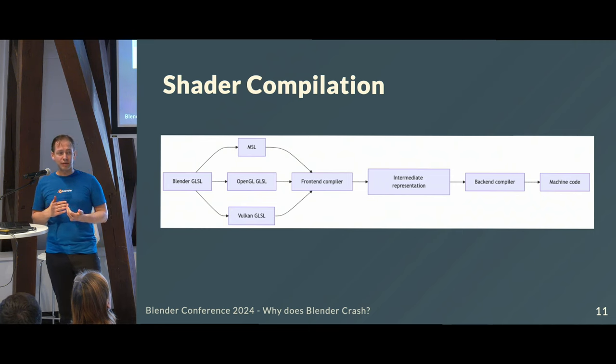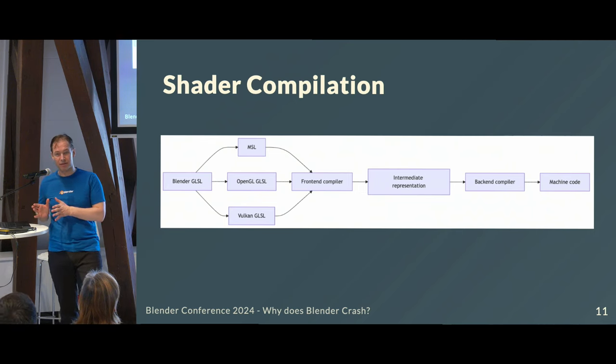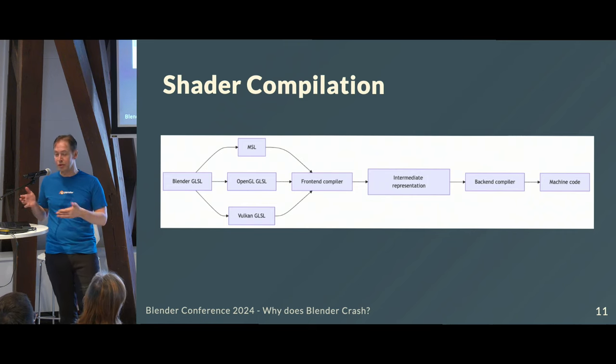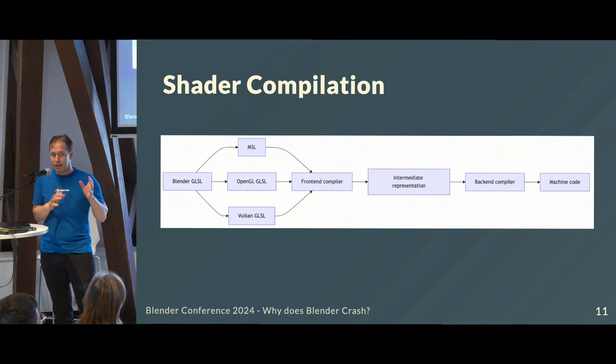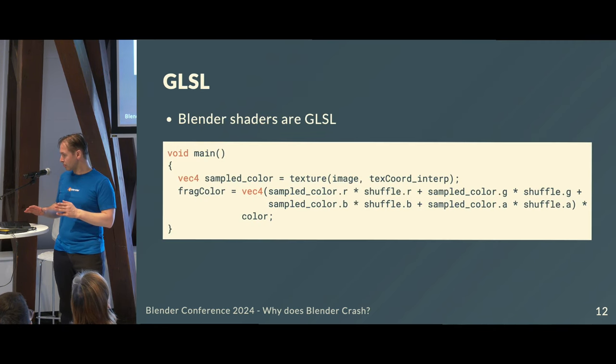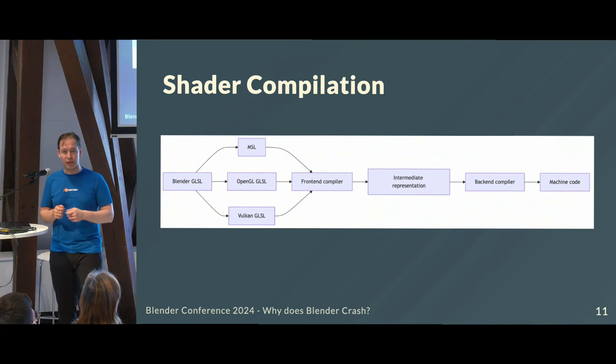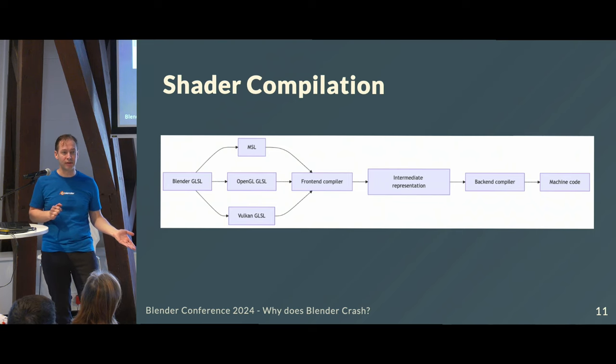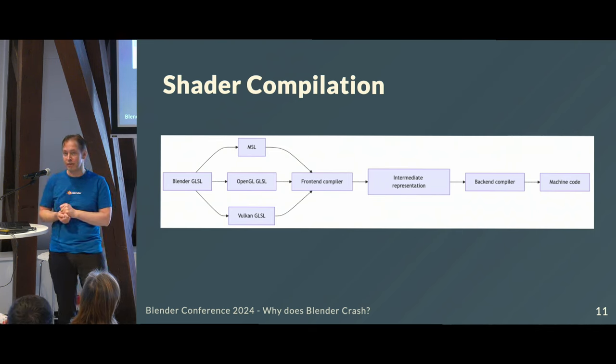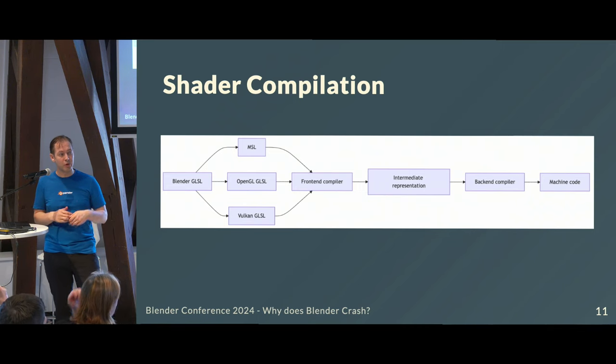And then that part is given to the front-end compiler. The front-end compiler can be part of the driver or could be part of Blender. Like in Vulkan, you have to do it yourself. That front-end compiler then converts the GLSL into some intermediate language, which is hardware independent, and then a back-end compiler says, okay, you're using this specific GPU, it has these specific limits, this amount of local memory, this number of registers. I'm going to rewrite that to machine code using those limits. That's the responsibility of the backend compiler. Then you get the actual machine code that's uploaded to the GPU and executed.